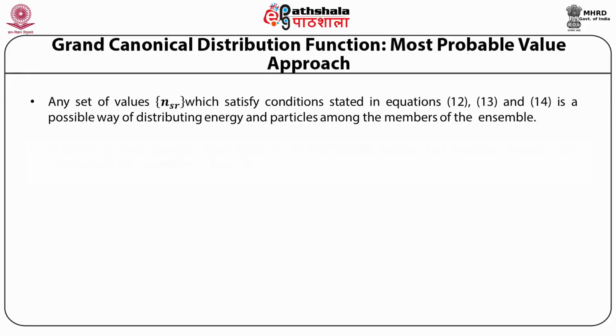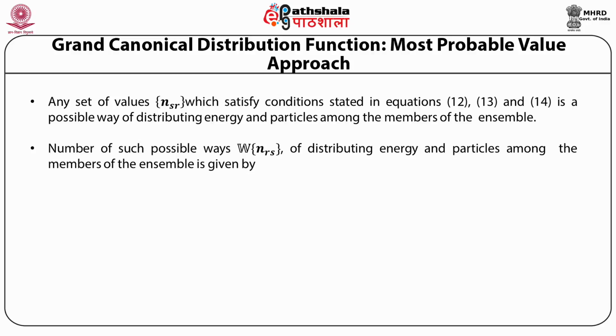Any set of values n_sr which satisfy the conditions stated in equations 12, 13 and 14 is a possible way of distributing energy and particles among the members of the ensemble. The number of such possible ways, W of the set n_sr, of distributing energy and particles among the members of the ensemble is then given by W of the set n_sr is equal to n, the number of identical systems in the ensemble, factorial, divided by the product over s, r of n_sr factorial.